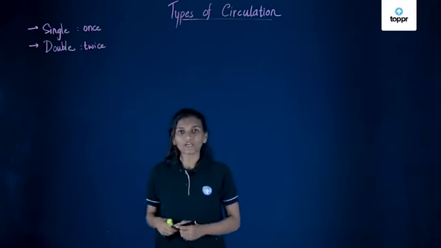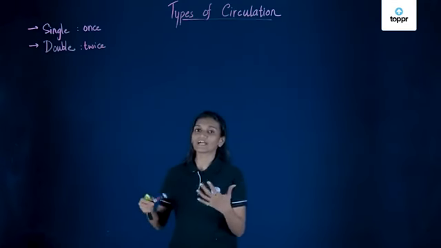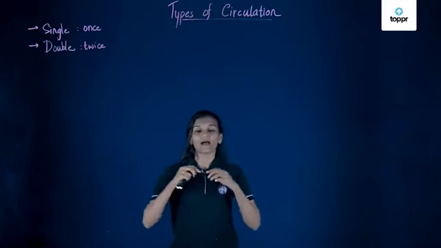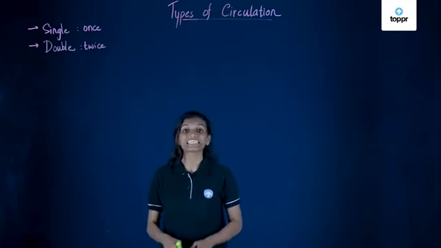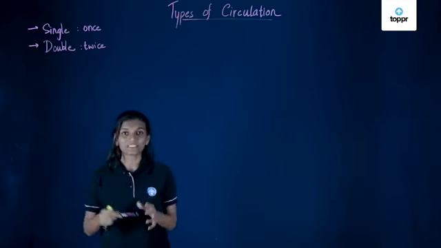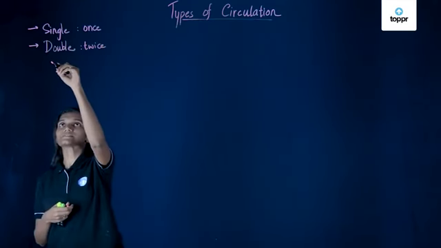So in double circulation, we have mammals like humans, they undergo double circulation, whereas many fishes undergo single circulation. We are going to mainly focus on double circulation. And there are two types.